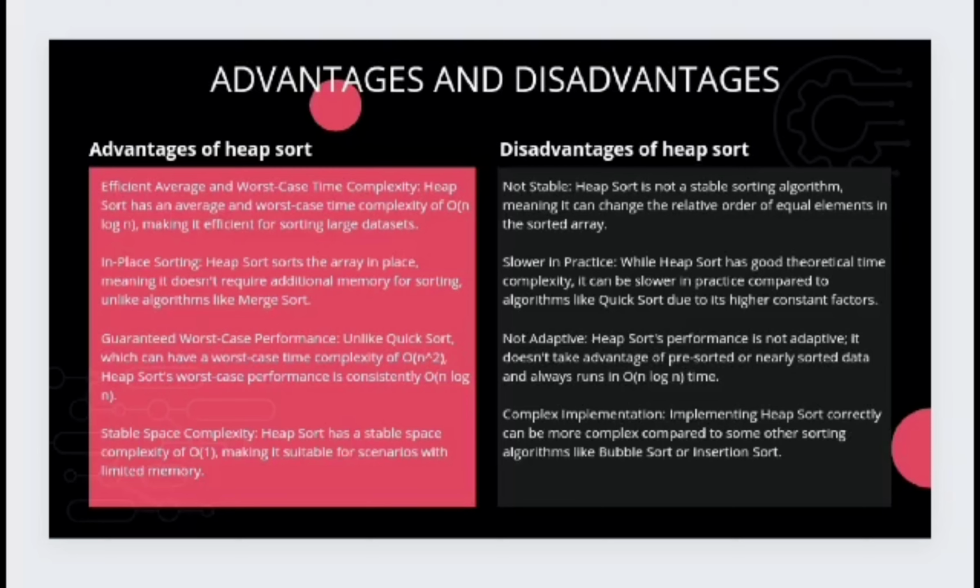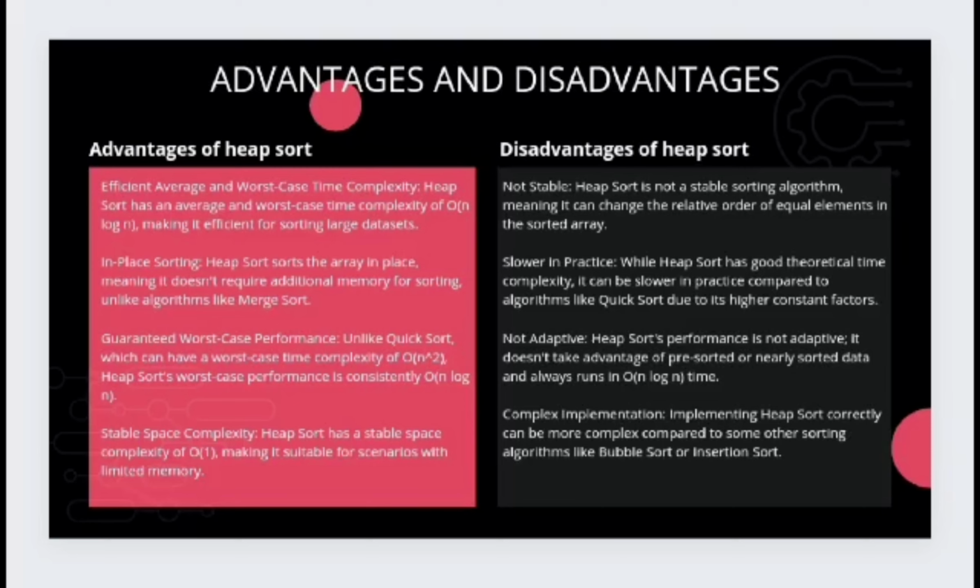Heap sort is not a stable sorting algorithm, meaning it can change the relative order of equal elements in the sorted array. Slower in practice. While heap sort has good theoretical time complexity, it can be slower in practice compared to algorithms like quicksort due to its higher constant factors.